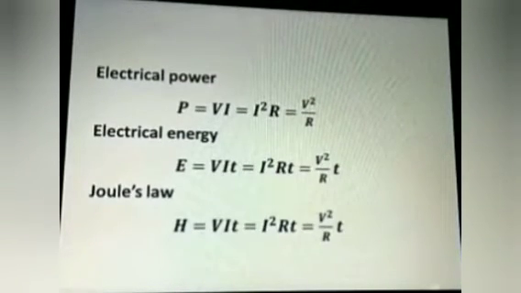Electric power: P is equal to VI, or I square R, or V square by R. Electrical energy: E is equal to VIT, which is equal to I square RT, or V square by R into T. Joule's law: H is equal to VIT, which is equal to I square RT, or V square by R into T.